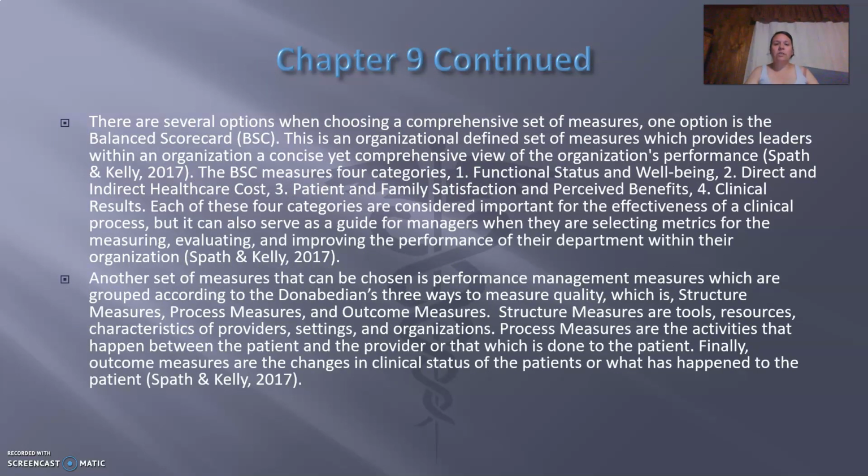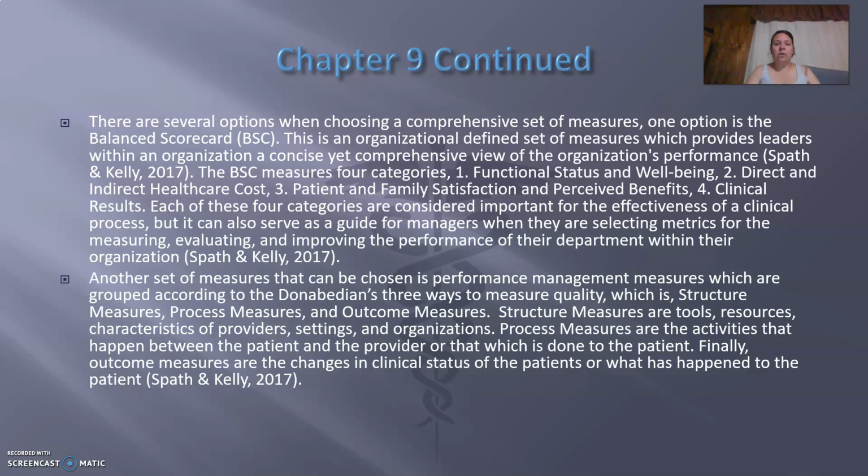There are several options when choosing a comprehensive set of measures. One of the options is a balanced scorecard, or BSC. This is an organizationally defined set of measures which provides leaders within an organization a concise yet comprehensive view of the organization's performance. The BSC measures 4 categories: functional status and well-being, direct and indirect healthcare costs, patient and family satisfaction and perceived benefits, and clinical results.